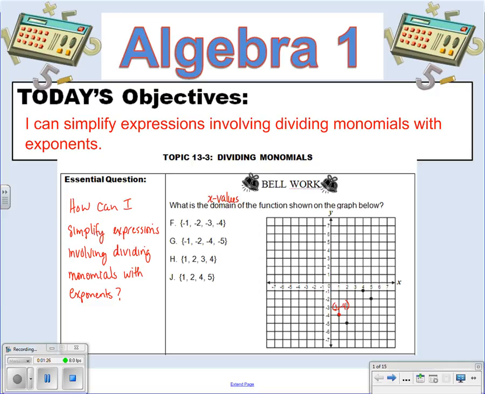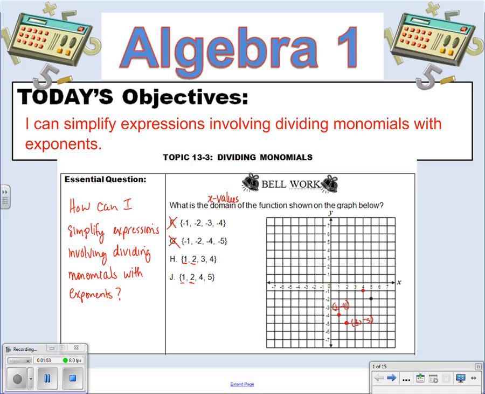I'll look and see. F does not have any positive ones, so F cannot be a correct answer. G does not have any positive ones, so G cannot be a correct answer. So just on the first point, we've eliminated two answers. We do see that H and J both have a 1. We'll look at our second point that's given. Its coordinates are 2, -5. So the x coordinate is a 2. They both have a 2.